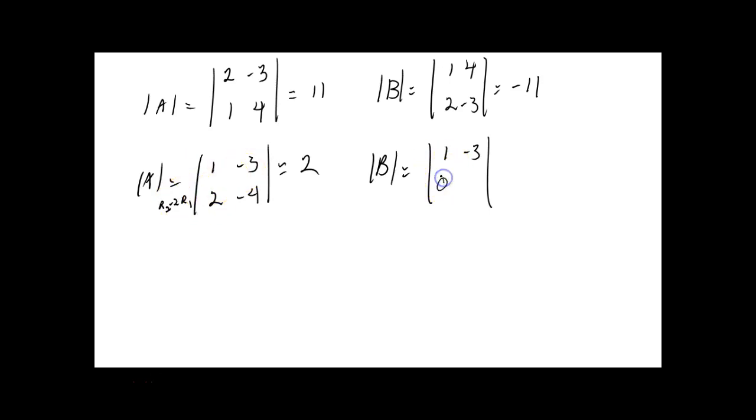0? Is that what I heard? Wait, how did you get 0? Okay. Row 2 minus 2 row 1. I'm just doing a row reduction. I want a 0 here. How do you get it? Row 2 minus 2 row 1. Right?